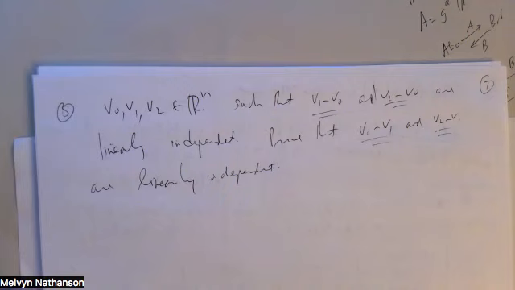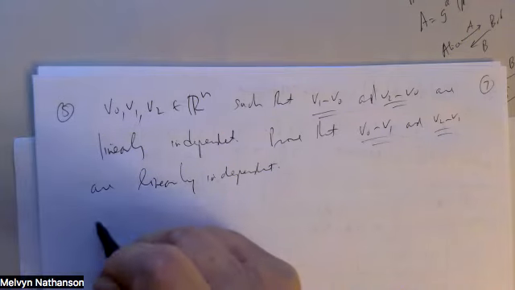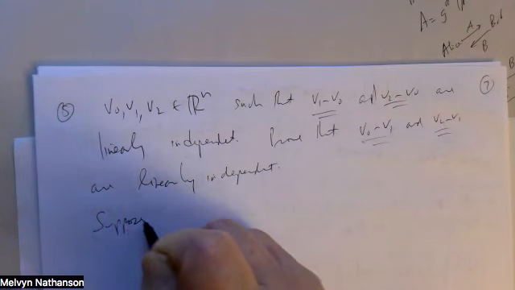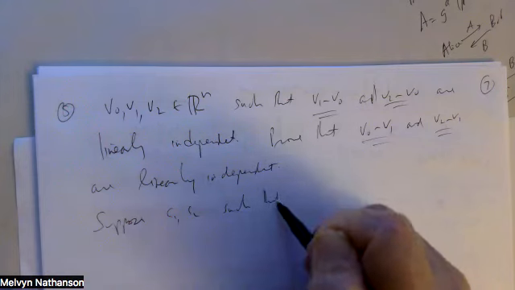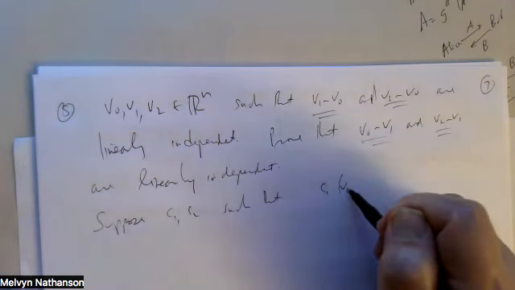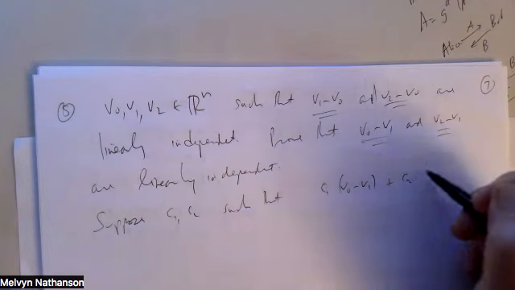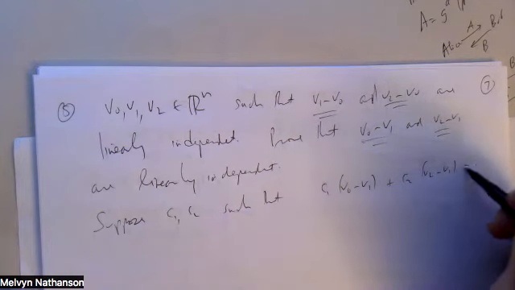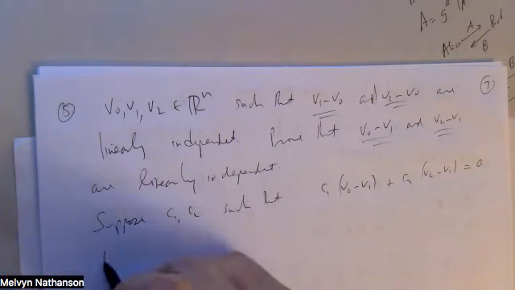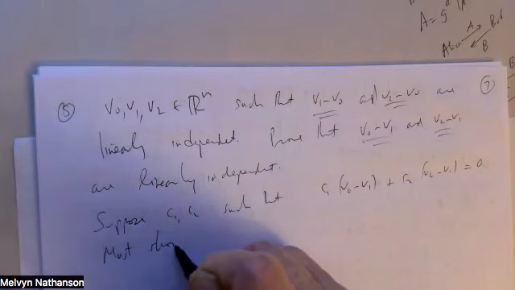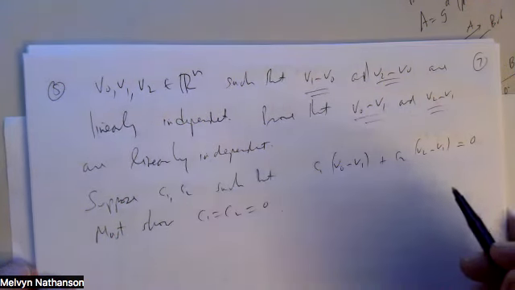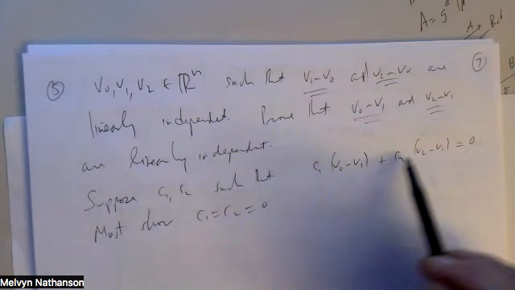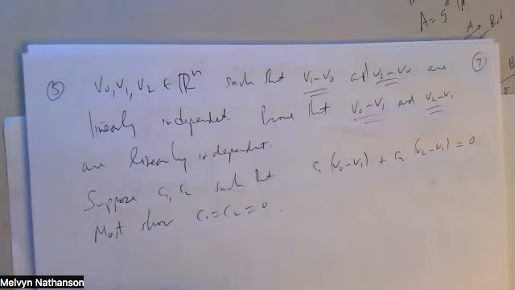Let's see, so there's several ways to go about doing this. So let's say, suppose we have scalars C1, C2 that satisfy the condition that C1 (V0 minus V1) plus C2 (V2 minus V1) is the zero vector. Must show C1 and C2 are both equal to zero. That's the necessary and sufficient condition that this pair of vectors be linearly independent.